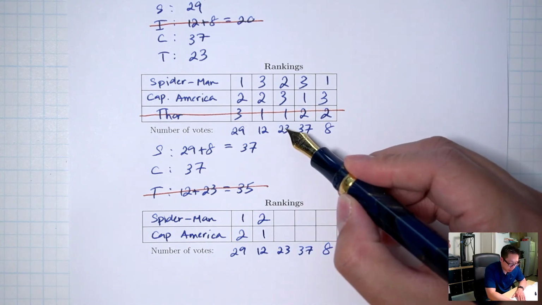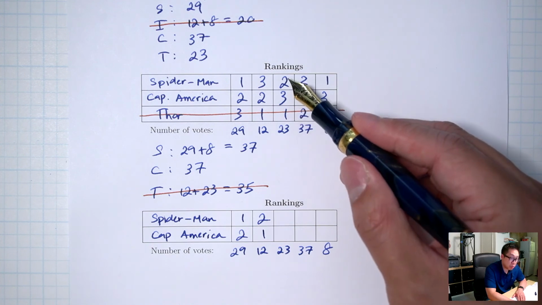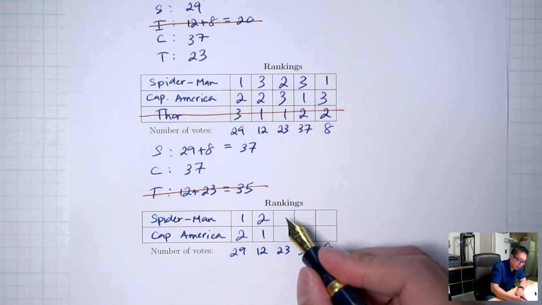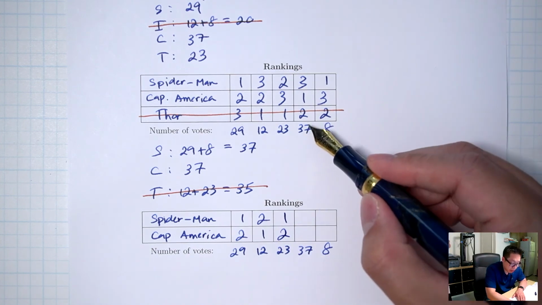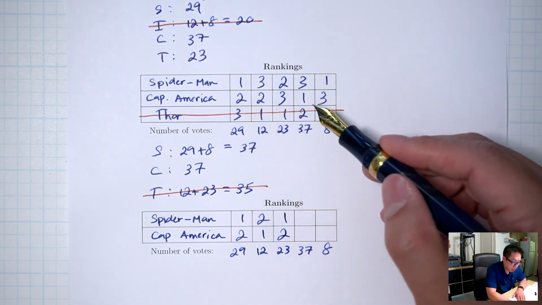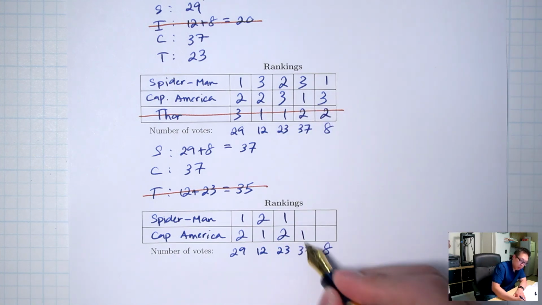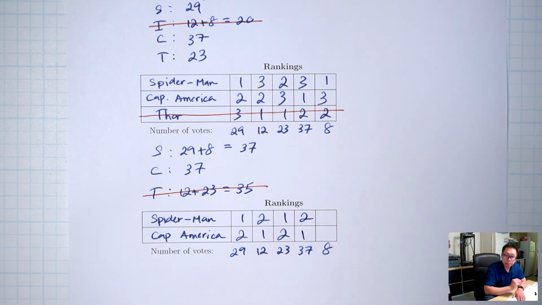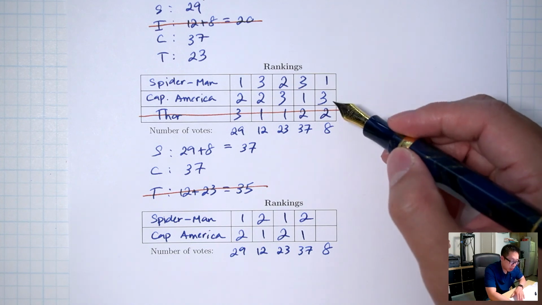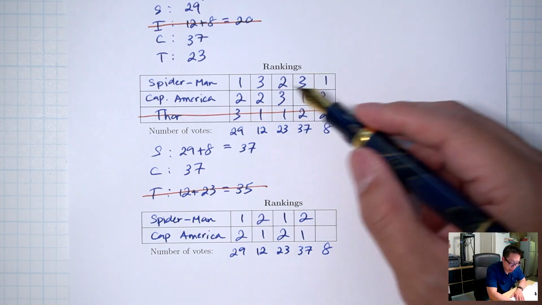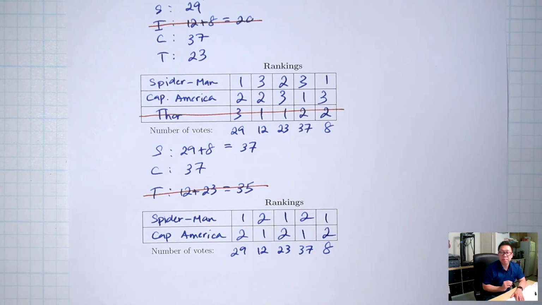These 23 people, which one do they like more? So 2 versus 3, they like 2 more than 3, so Spider-Man will get the 1. Captain America will get 2 there. 37, Spider-Man is 3, Captain America is 1, so they like Captain America more. So Captain America will get 1, and Spider-Man will get 2. And then finally, these 8 people, Spider-Man versus Captain America, they like Spider-Man more. So Spider-Man will get 1, and Captain America will get 2.